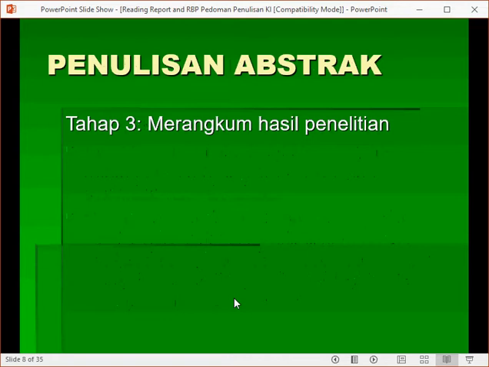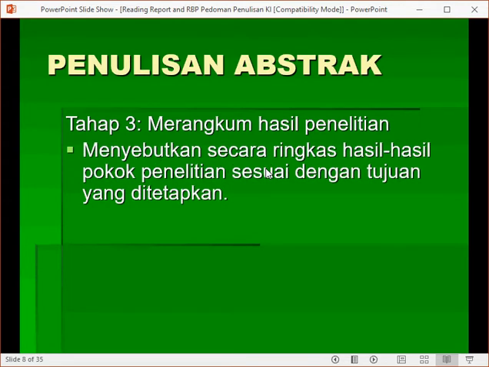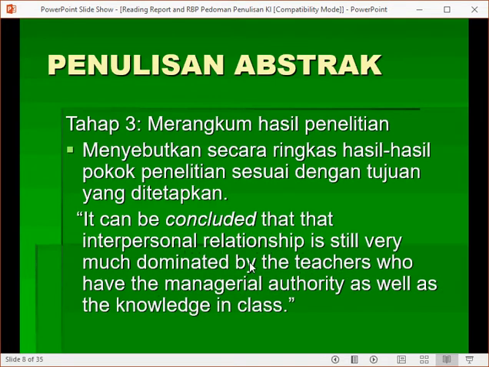Okay, the third step is you have to conclude the result of the research. It could be done by stating briefly the result of the main research according to the purposes. This is the example: it can be concluded that the interpersonal relationship is still very much dominated by the teacher, who had the managerial authority as well as the knowledge in class.